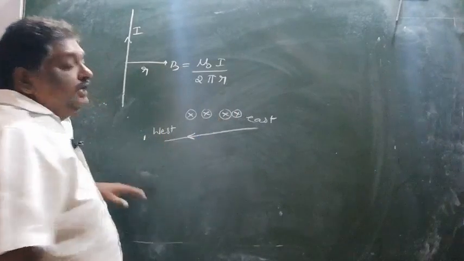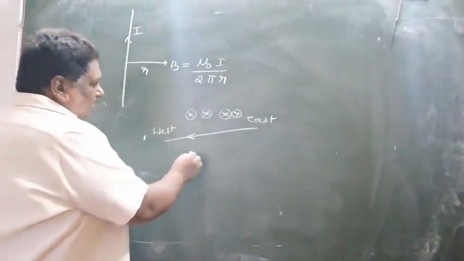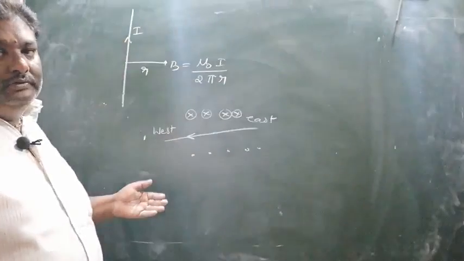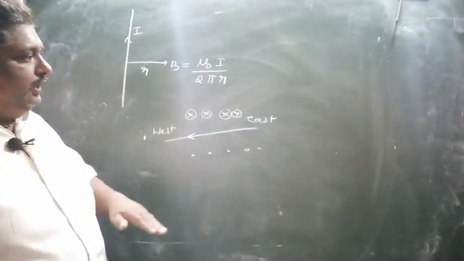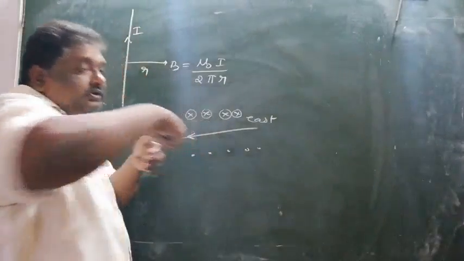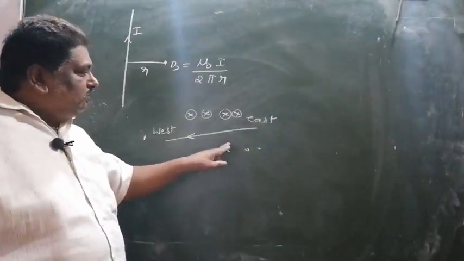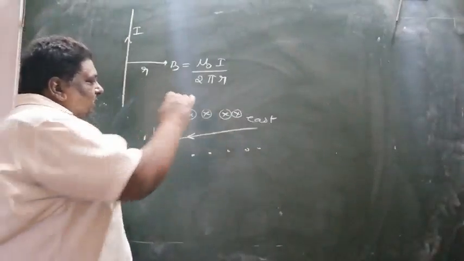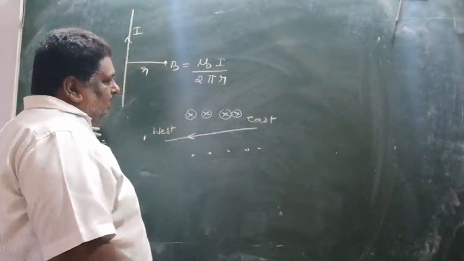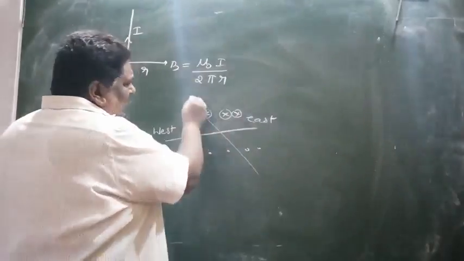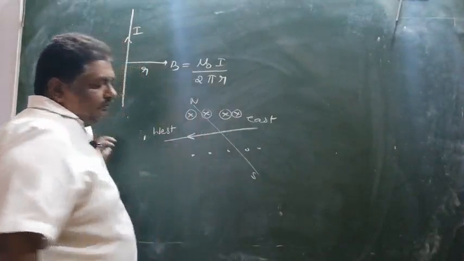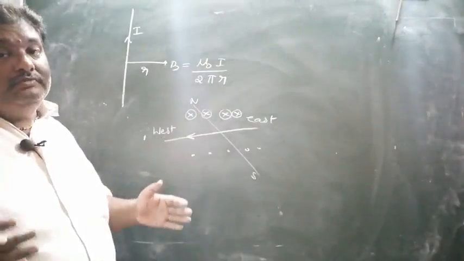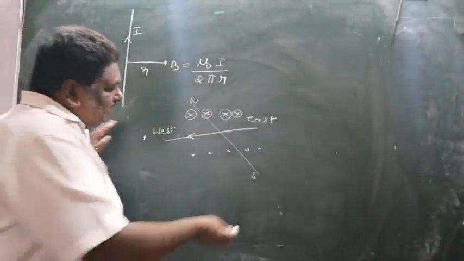Crosses means going into the board. Dots means coming out of the board. So symbolically we have to express that it is going inside and coming outside. Coming outside, dots; going inside, crosses. Okay. Therefore going inside and coming outside. So it is east, and definitely here north, here south. So the earth's magnetic field goes from south to north in this direction.